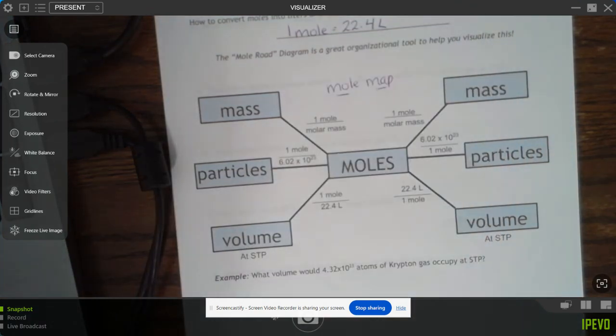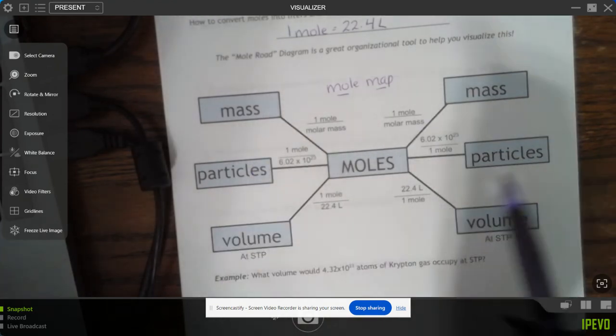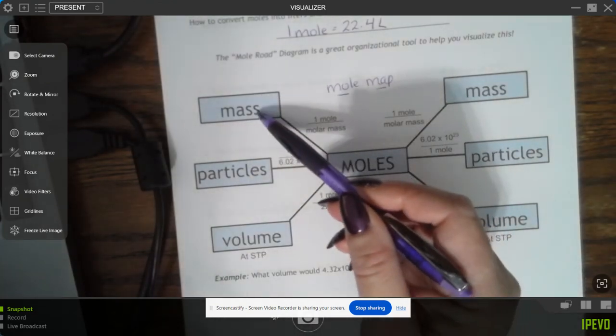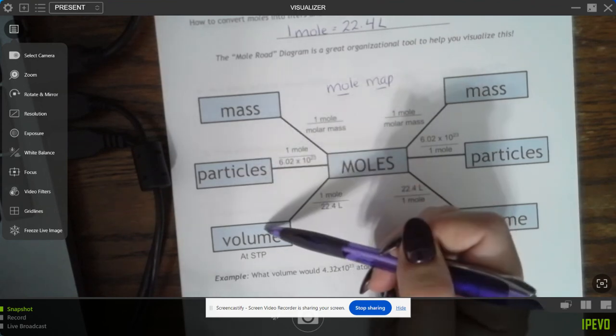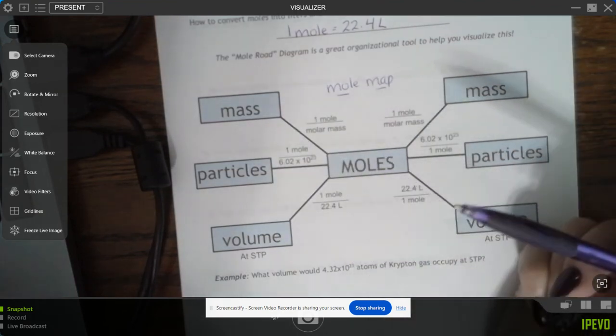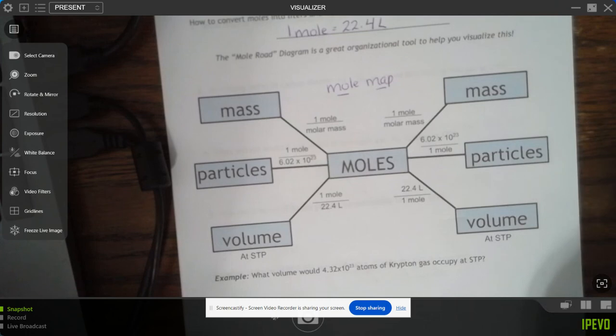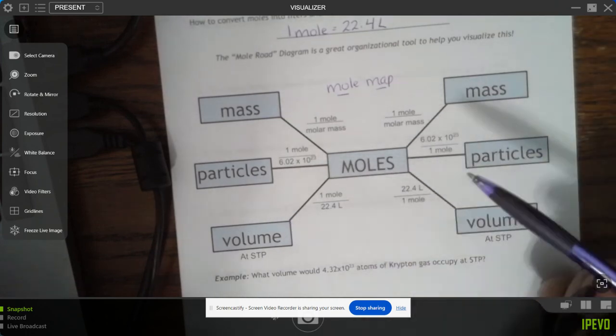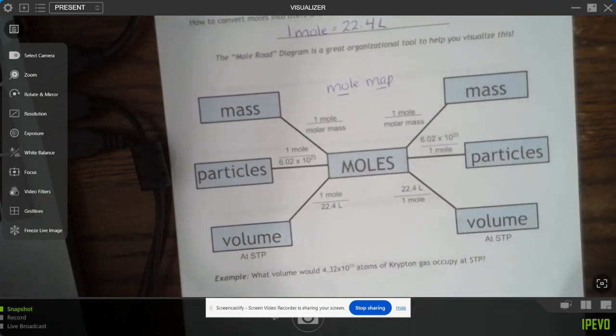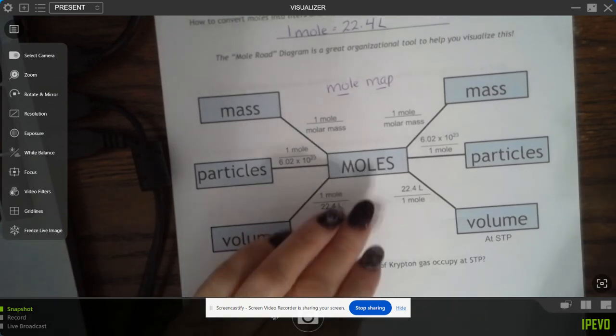And if you look at your problem, we're gonna do an example problem down here. If you start with your given, so you're going to start with mass, particles, volumes, or moles, and then you're going to convert. What did I do? Uh-oh, my map is wrong.